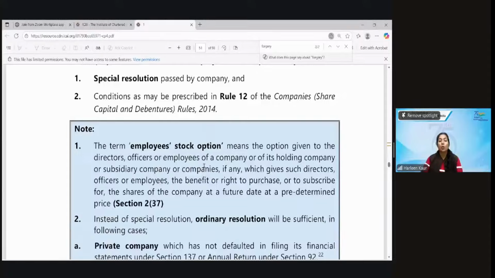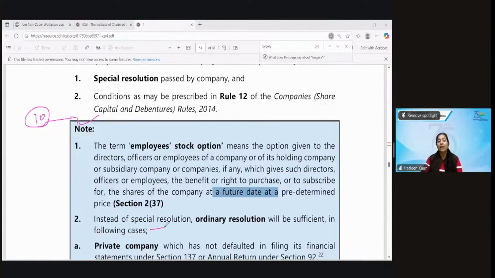Employee stock options are the options given to the directors and officers of the holding company, subsidiary company, and so on, which give them the right to purchase the shares at a future date at a predetermined price. It means I have already determined the price of the share, that it will be rupees 10 per share, but at a future date, you can buy them whenever you're comfortable.